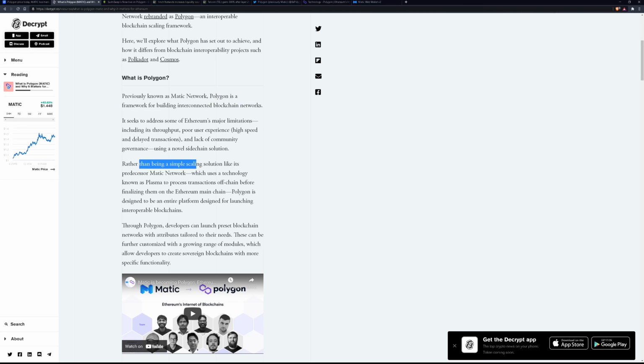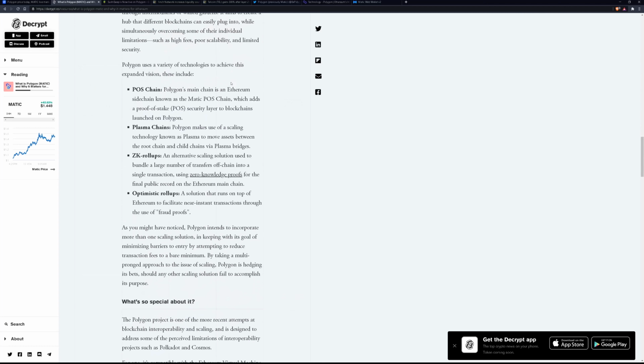And rather than being simply a scaling solution like its predecessor, the MATIC network, which uses a technology known as Plasma to process transactions off-chain before finalizing them on the Ethereum main chain, Polygon is designed to be an entire platform for launching interoperable blockchains. Through Polygon, developers can launch preset blockchain networks with attributes tailored to their needs. These can be further customized with a growing range of modules, which allow developers to create sovereign blockchains with more specific functionality. So how does it work?